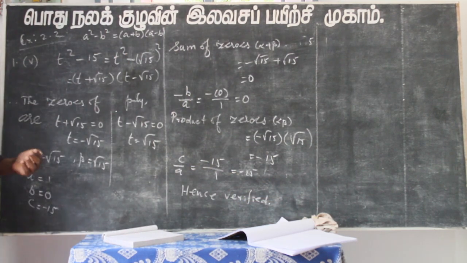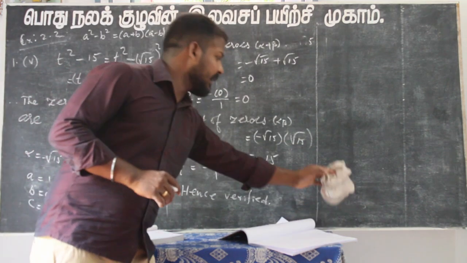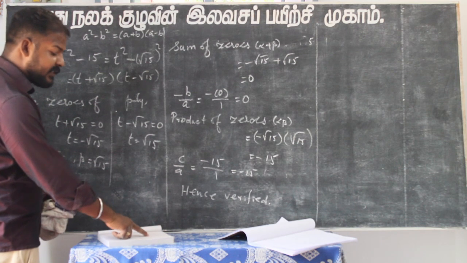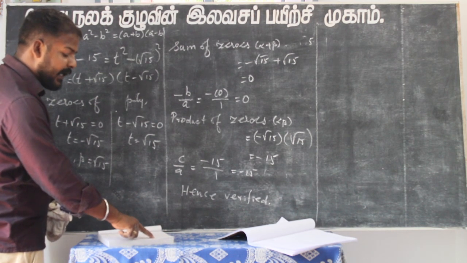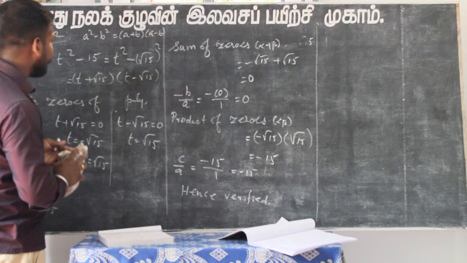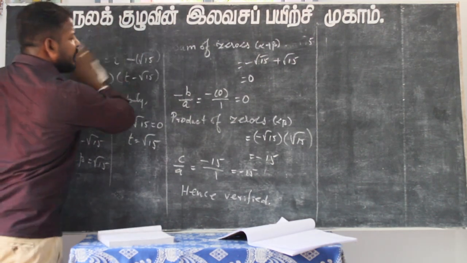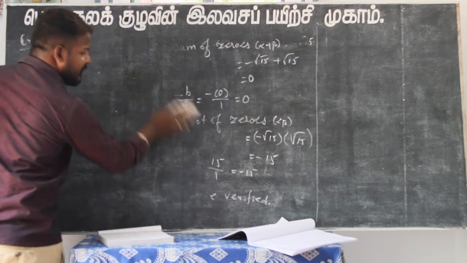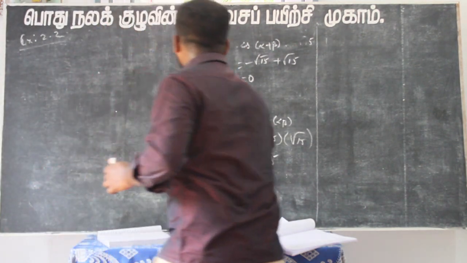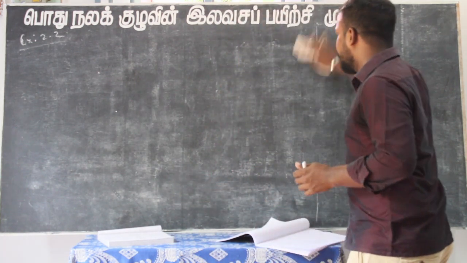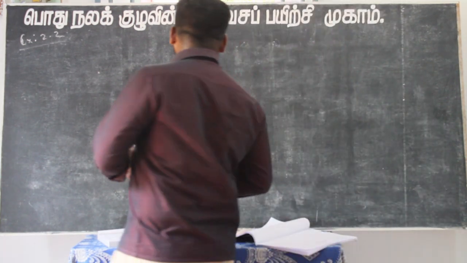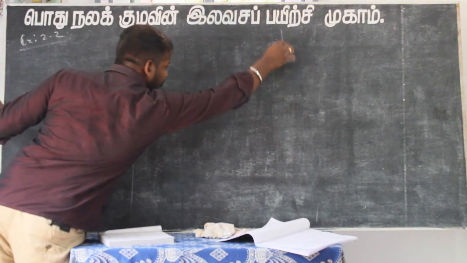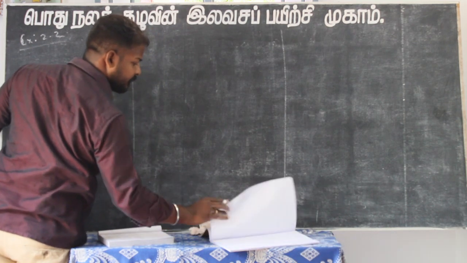Then next we are moving to the second problem. Find the quadratic polynomial each with the given numbers as the sum and product of its zeros respectively. They gave the sum of the zeros and the product of the zeros. What is the sum of the zeros? The sum of the zeros is nothing but alpha plus beta. What is the product of the zeros? Alpha into beta. They gave alpha plus beta and alpha into beta. We want to find the quadratic polynomial. How can we find the quadratic polynomial here?